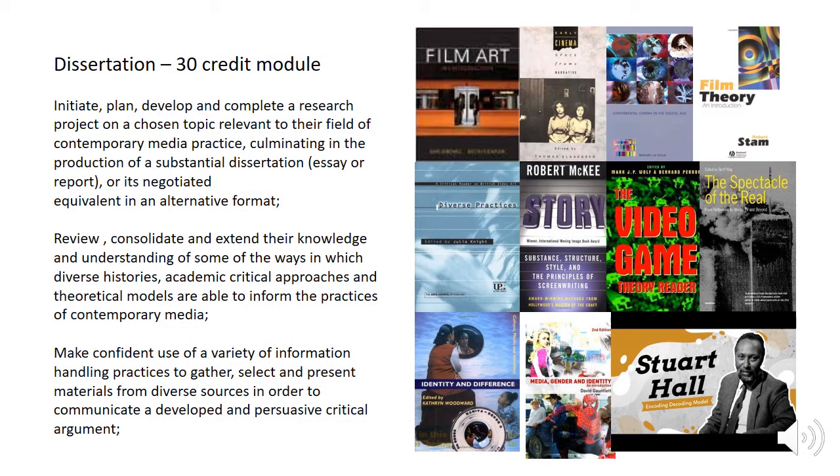The dissertation is made up of 3 sections. The first is a proposal and a book review. The second is an IMAP. And the third is a 4,000-word essay on your proposed subject.